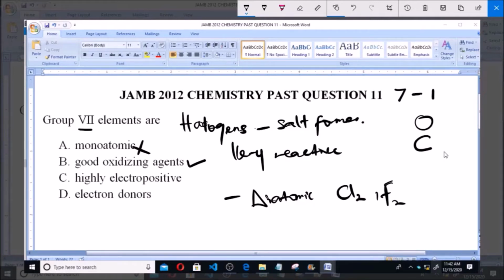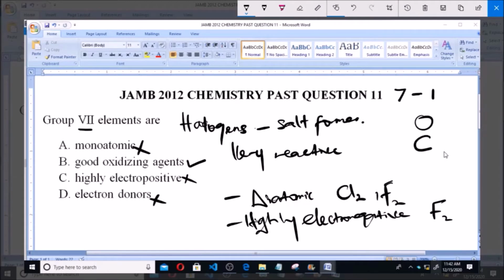Option C says highly electropositive. No, group 7 elements are highly electronegative. They are very, very electronegative, with the most electronegative element being fluorine. So it's wrong. And D is electron donors. Like I said, they are electron acceptors because they have 7 electrons in their outermost shell and require 1 electron to complete their octet structure. So instead of donating, they actually accept, and by accepting electrons, it makes them good oxidizing agents. Therefore, option B is the correct answer to this question.